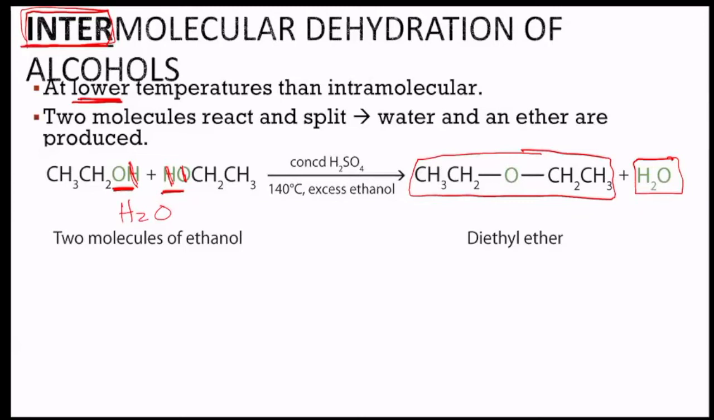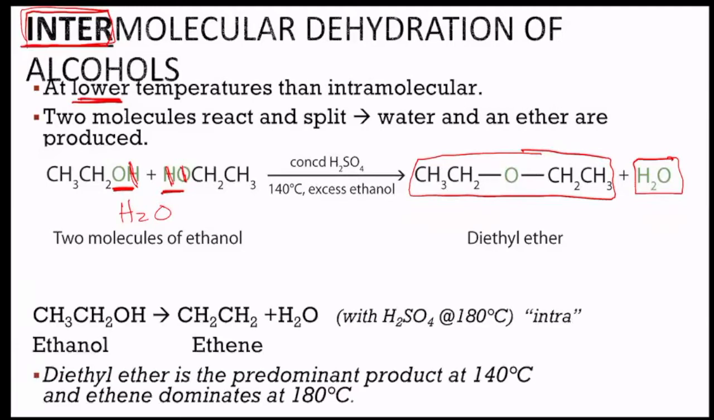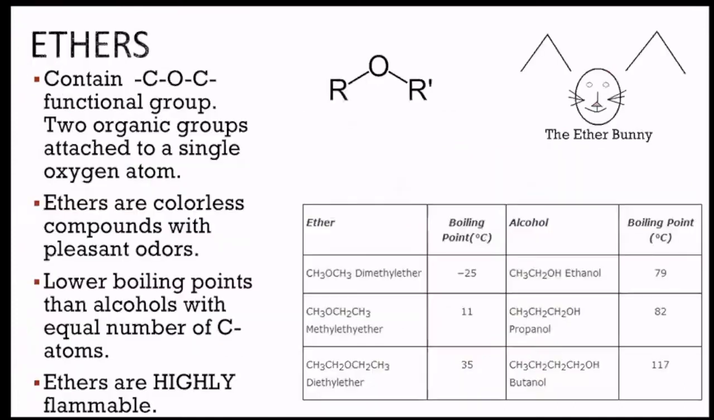So an intermolecular dehydration, which happens at a lower temperature, makes an ether. Not to be confused with intramolecular dehydration, which is again going to make that alkene. So one of them is predominant at 140 and one of them is predominant at 180 degrees Celsius. And ether, by the way, you've got the ether bunny here. It's ROR.